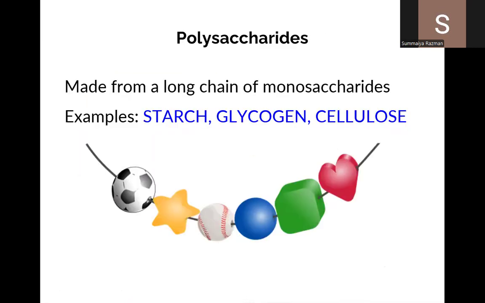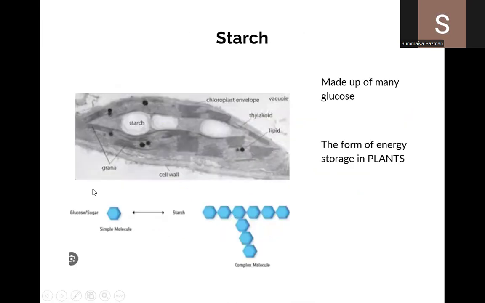And if you were to join these monosaccharides together, you would get a more complex structure: either starch, glycogen, or cellulose. I want you to remember potatoes, for example, as starch. This would be the form of energy storage in plants. This is how plants store energy, in the form of starch.